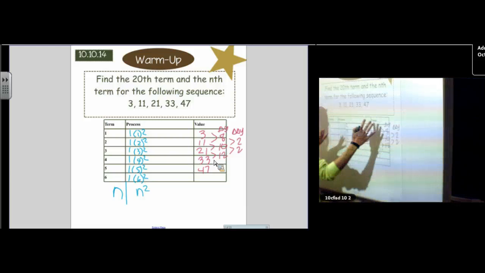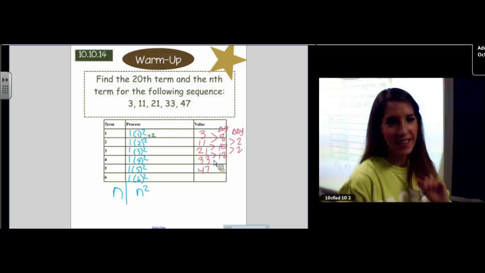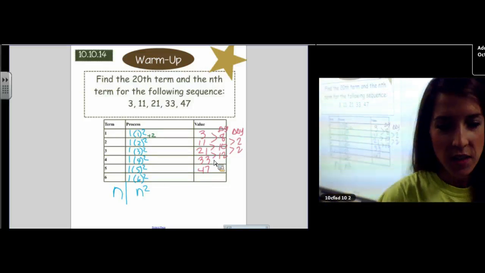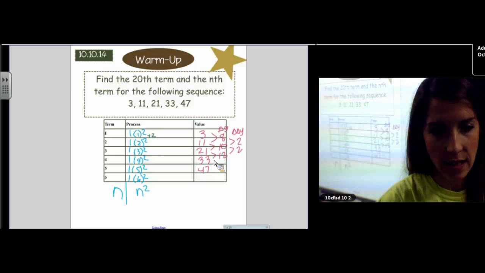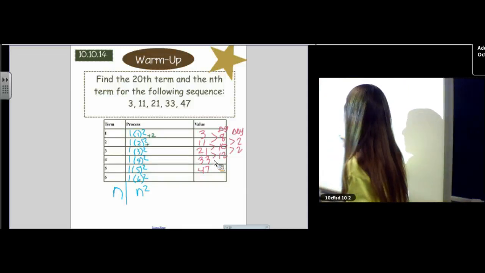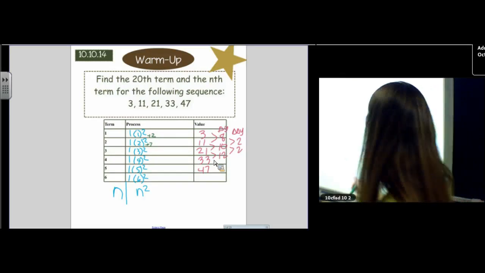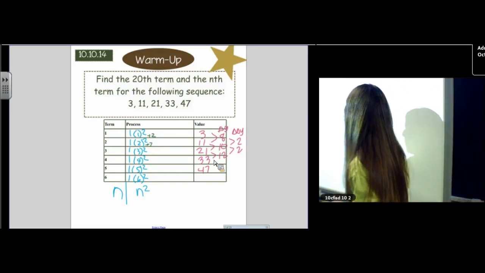1, to make a 1 look like 3, it's plus 2. 4, to make a 4 look like 11, oh man, it's not plus 2. So we now know that this one definitely has a middle term. To make a 4 look like 11, it's plus 7. To make 9 look like 21, it's plus 12.